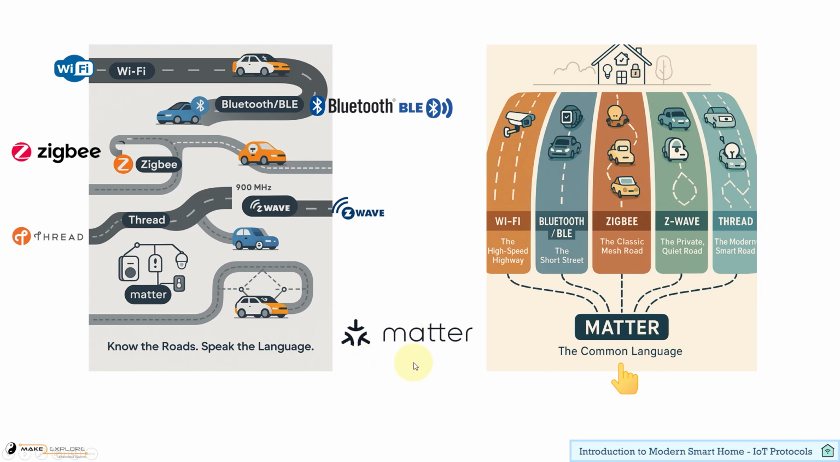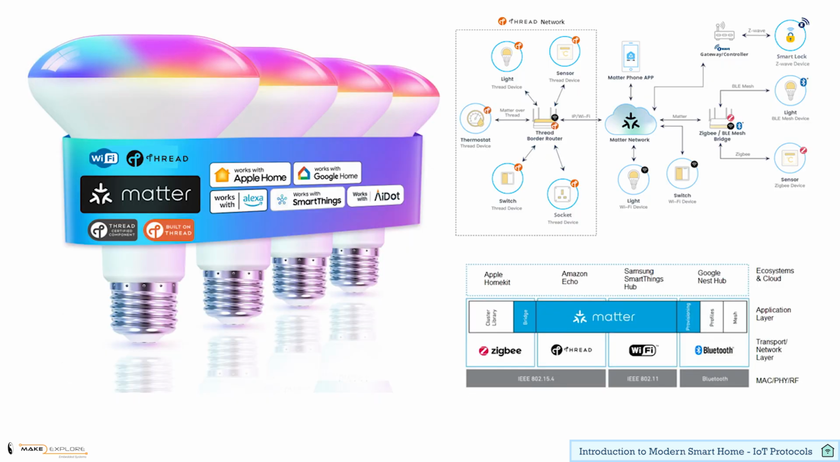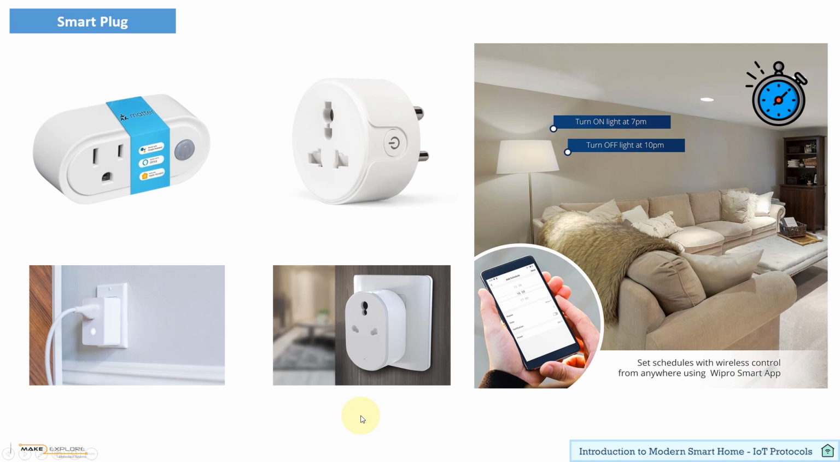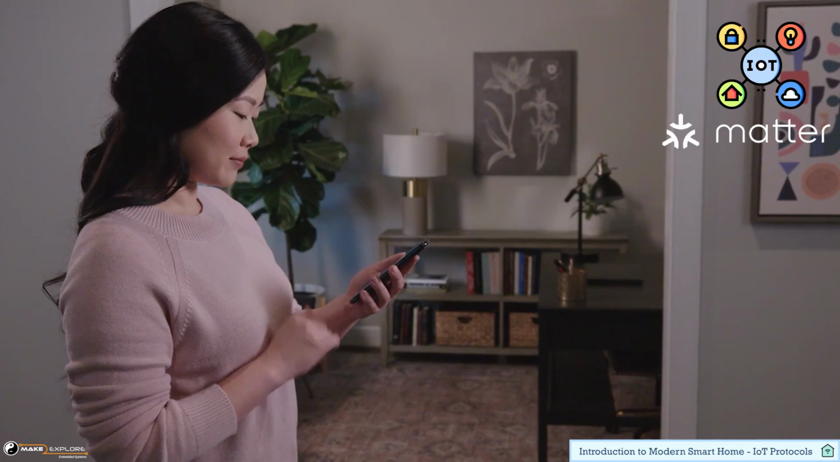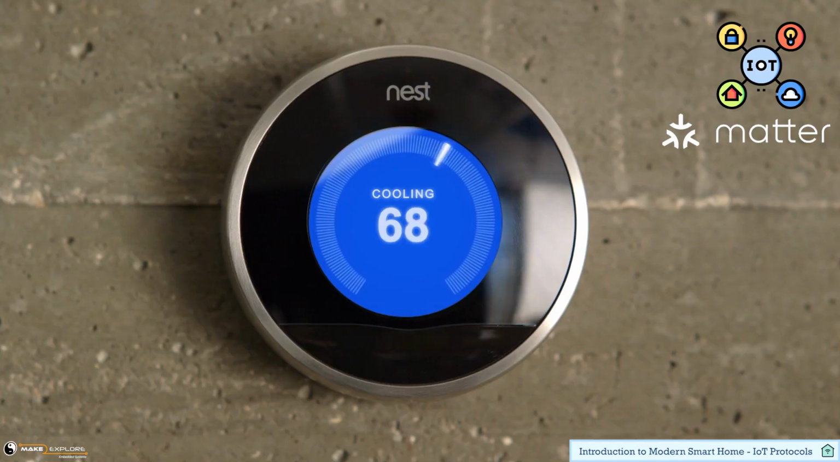Matter is the common language that makes smart devices from different brands work together seamlessly, regardless of the network they use. It runs over Wi-Fi and Thread, and it's backed by the biggest names in the industry. Matter handles the commands, like turn on, lock, or set to 72 degrees, so devices can finally understand each other.